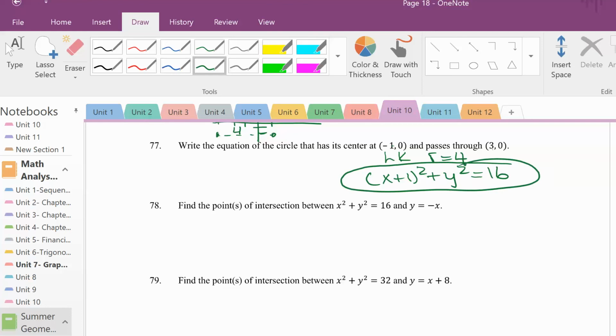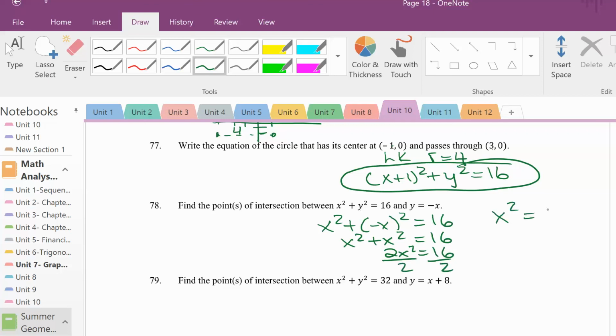Find the point of intersections between x squared plus y squared equals 16 and y equals negative x. So to find the point of intersections, you take negative x and substitute it in for y. So it's x squared plus negative x squared equals 16. Well, negative x squared is just x squared. So you have 2x squared equals 16. Divide by 2. So x squared equals 8.